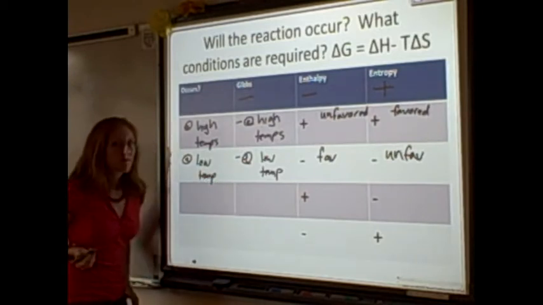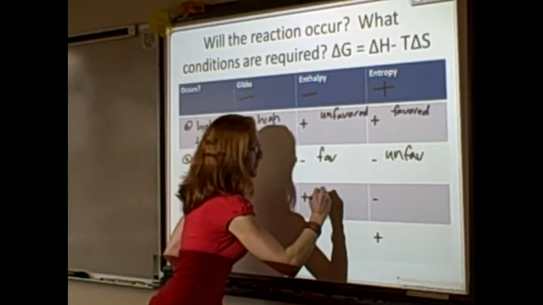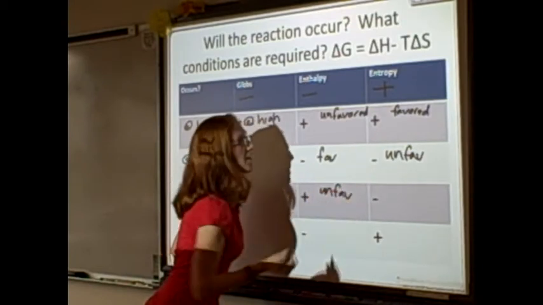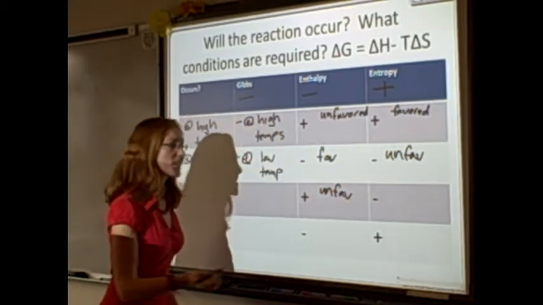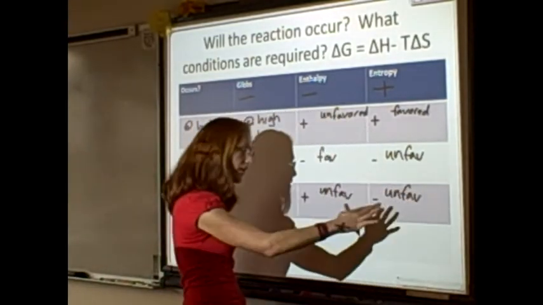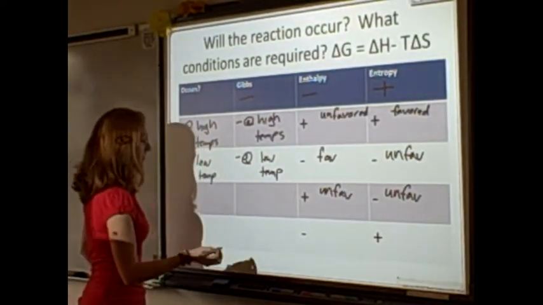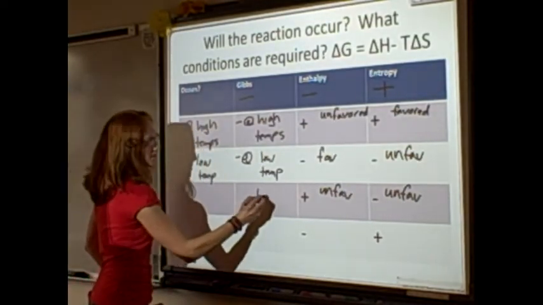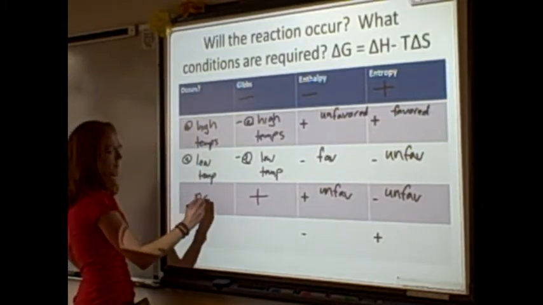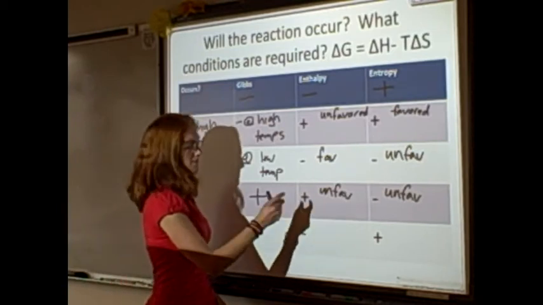Now imagine you have a reaction where the enthalpy is positive. That's unfavored. And the entropy has a negative change. That's also unfavored. This one is much easier. Neither one of these is favored, so no, this reaction is not spontaneous. So it's going to have a positive Gibbs. No, it's not spontaneous.